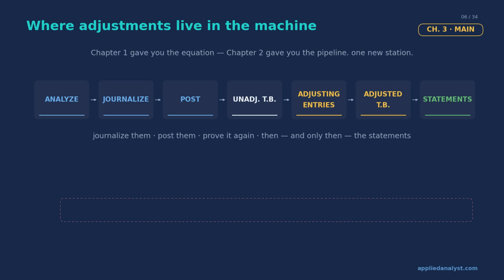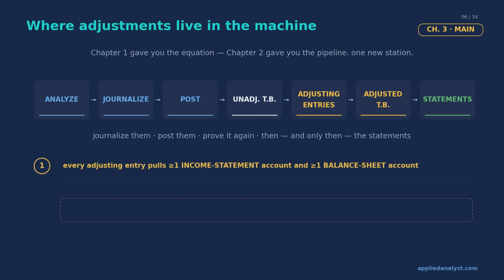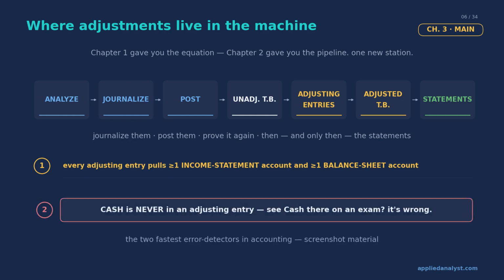Now, two golden details. Screenshot material. Golden detail 1. Every adjusting entry pulls at least one account from the income statement and at least one from the balance sheet. Both reports, every single time. Golden detail 2. Courtesy of every examiner who ever lived. Cash is never in an adjusting entry. If you ever see cash inside a so-called adjusting entry on an exam, it's wrong.